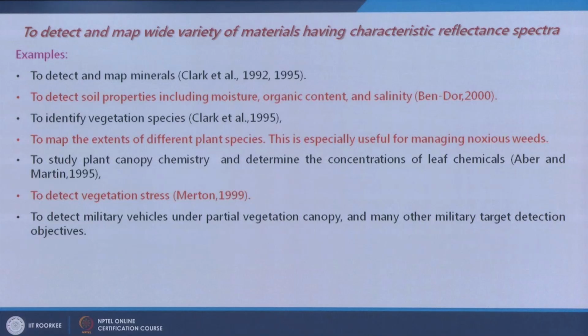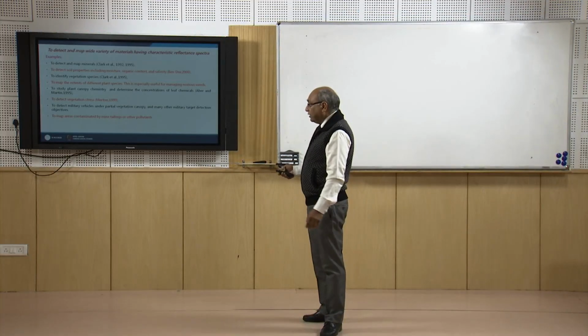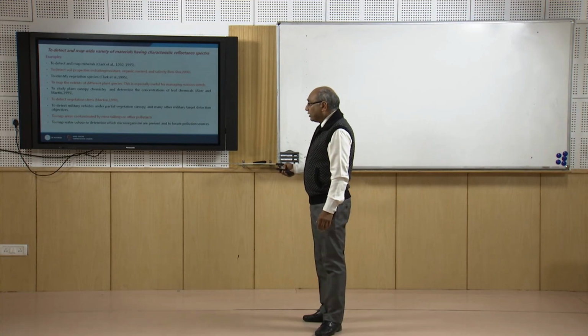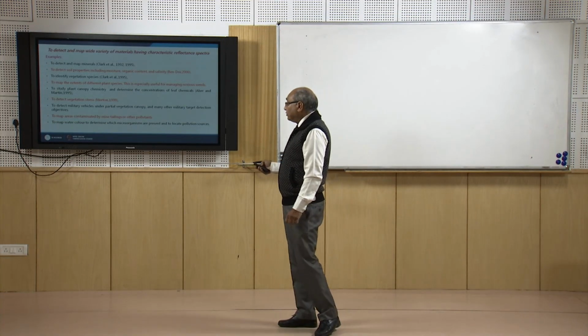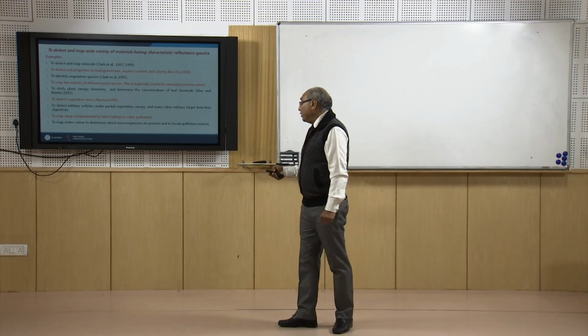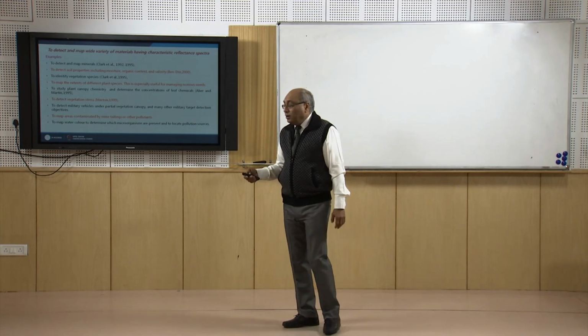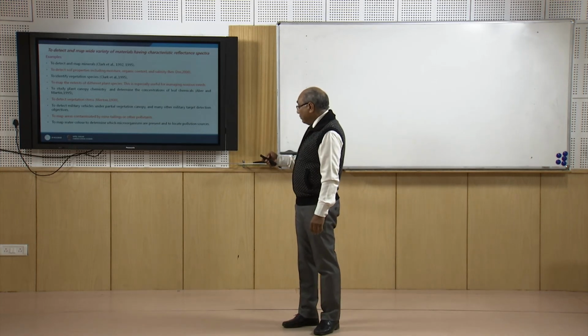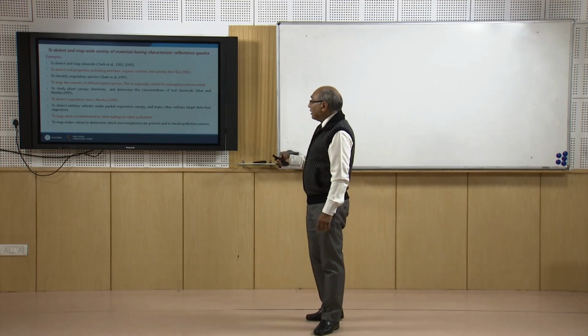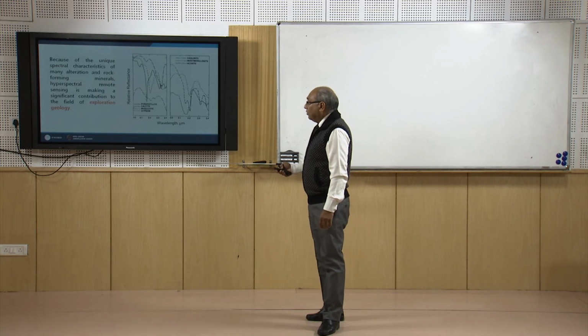And of course it has got some military applications, and to map areas contaminated by mine drainage or other pollutants and so on. So water color to determine which microorganisms are present and locate the pollution source. So wide applications are there for hyperspectral remote sensing. People have already done some work using AVIRIS data on this.